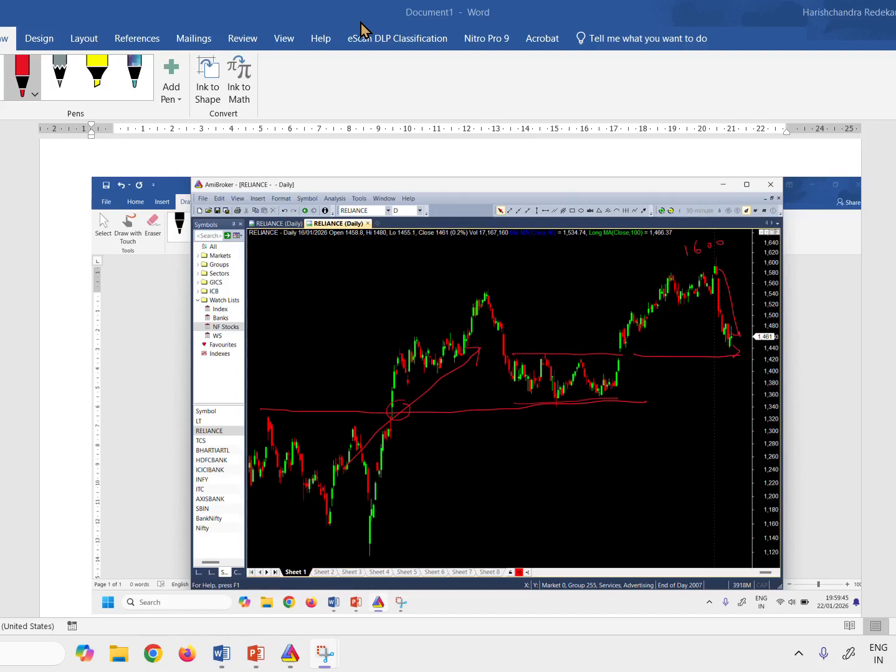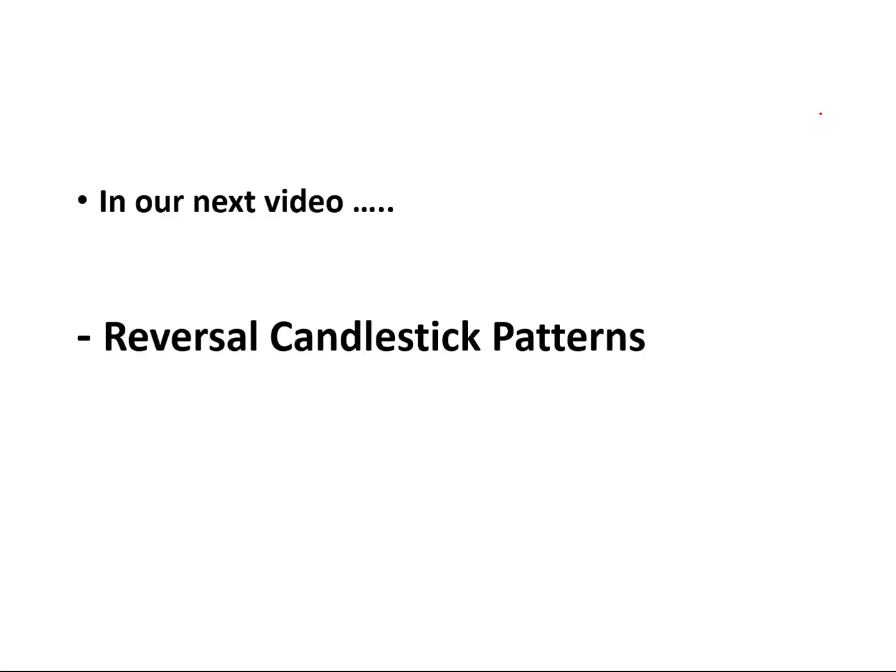So that's all for now. Thank you. In our next video, we will cover reversal candlestick patterns. Today we have seen what support and resistance are. Reversal candlestick patterns will help you identify when the trend is changing.